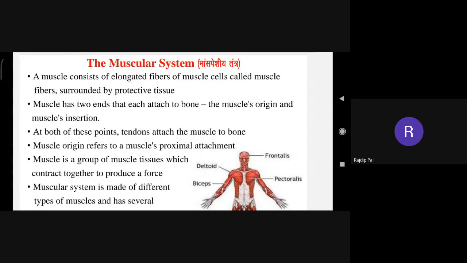So today we will start our another system, muscular system, which is the main covering of our skeletal system, and these are the group of muscles which are consisting and conforming different systems, different organs of our body. So a muscle consists of elongated fibers of muscle cells called muscle fibers surrounded by protective tissue.